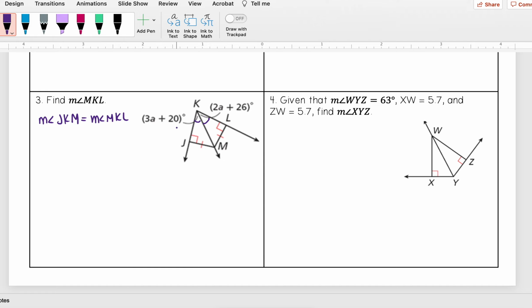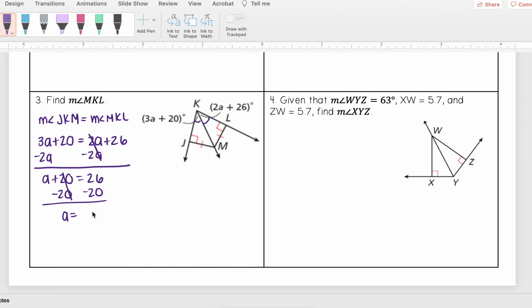And so now I'll plug these in. So 3A plus 20 is equal to 2A plus 26. Subtract 2A. And I get that A plus 20 is equal to 26. A is equal to 6.